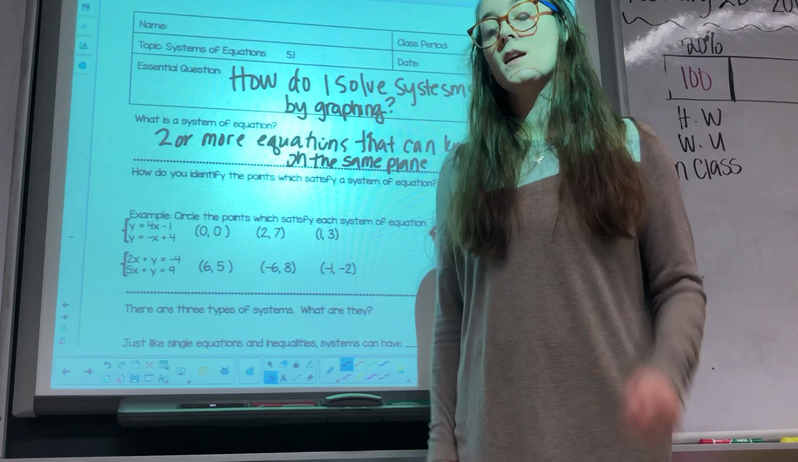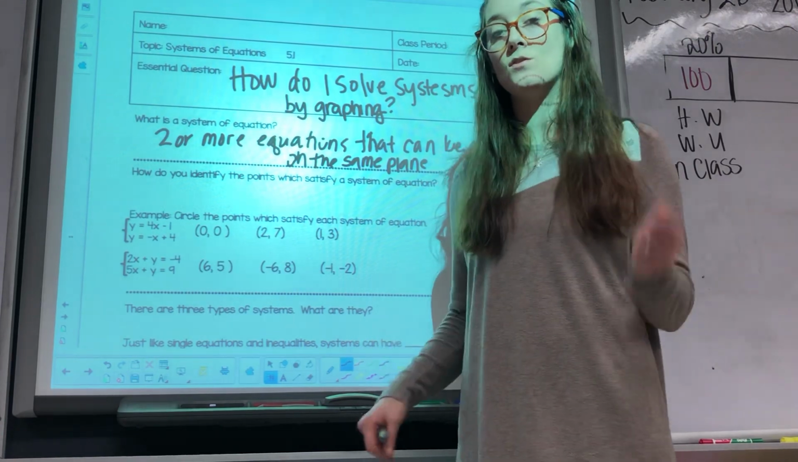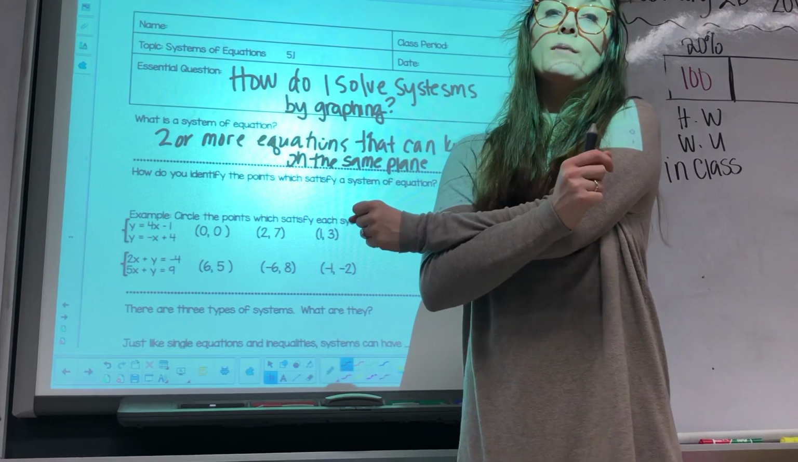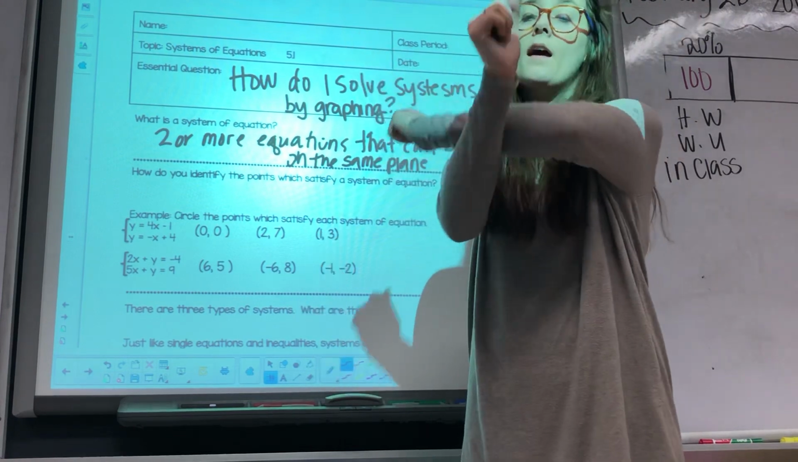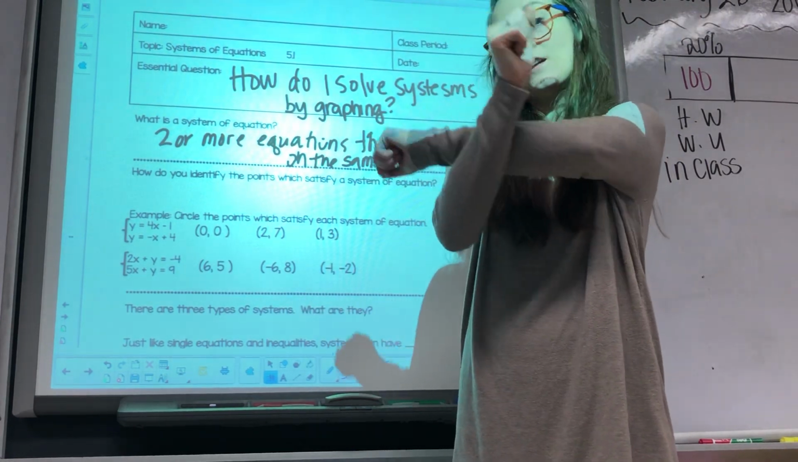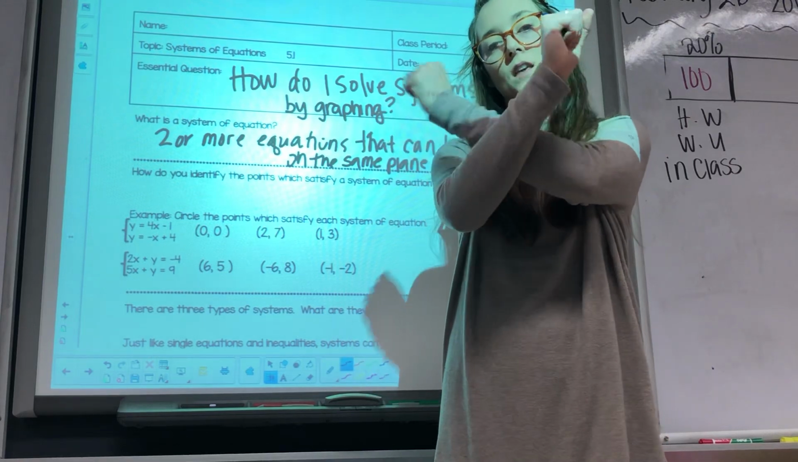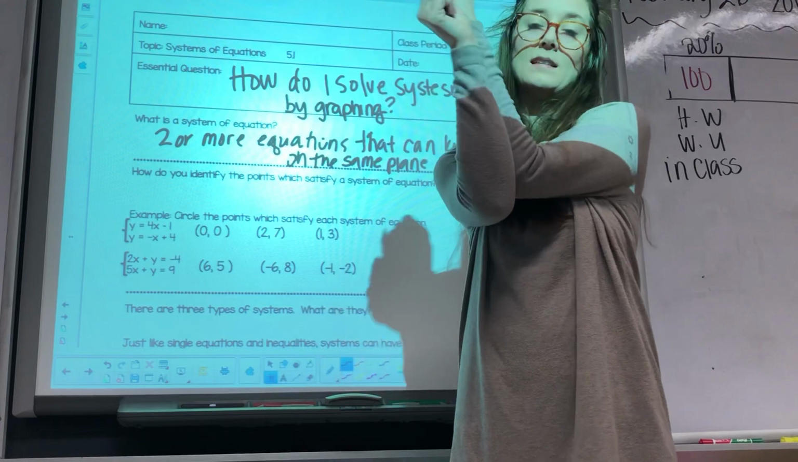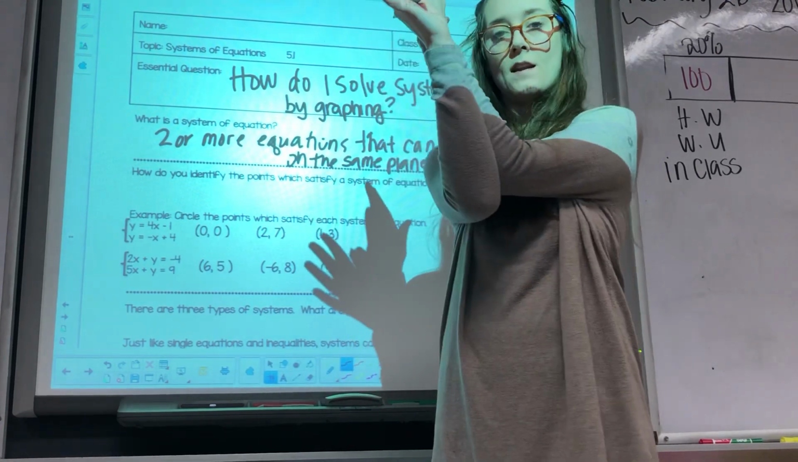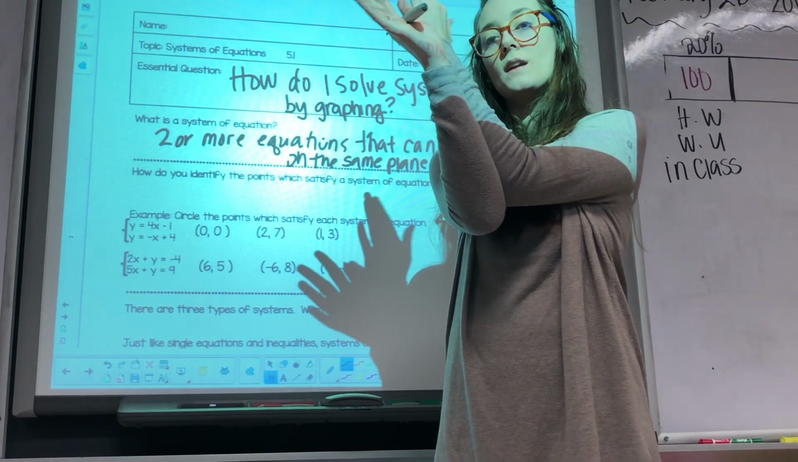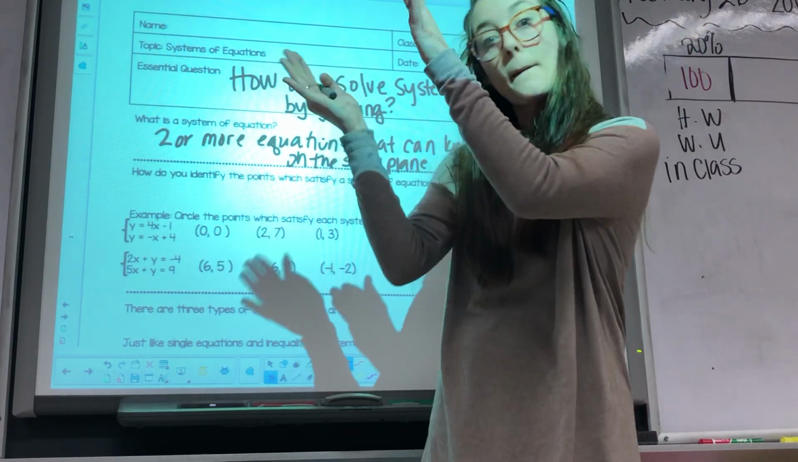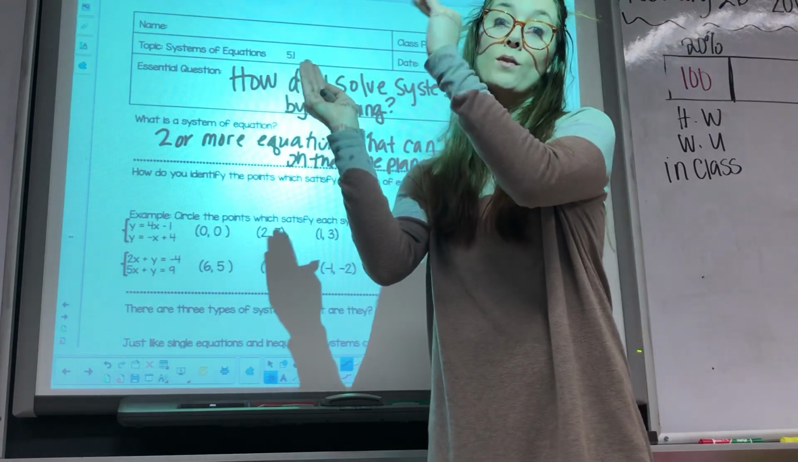So how do I identify the points which satisfy a system of equations? What that means is, in order for a system of equations to be satisfied, they cross at some point. You've been working with parallel lines and perpendicular lines. Now, perpendicular lines are actually a system because they cross at one spot. You could also have two equations that meet at the same spot, so they're gonna have an infinite amount of solutions, or you can have two lines that never meet, which are called what? And these have zero solutions.